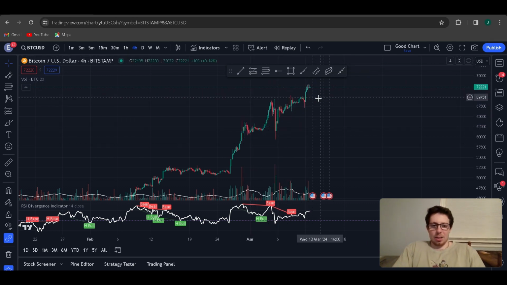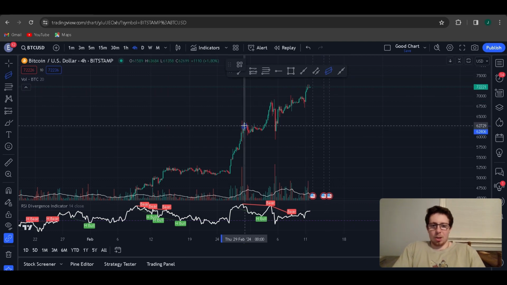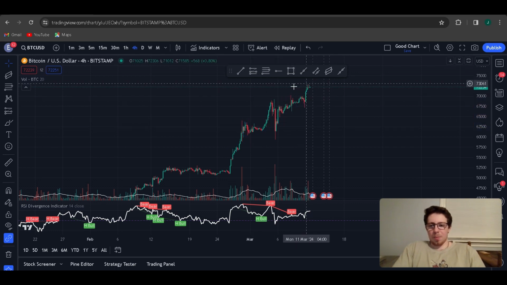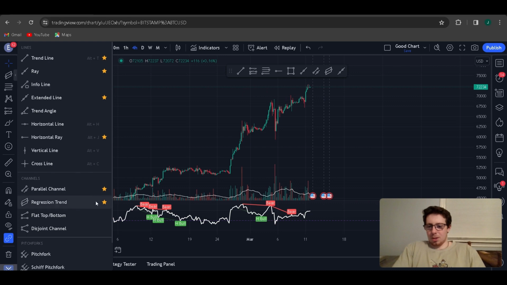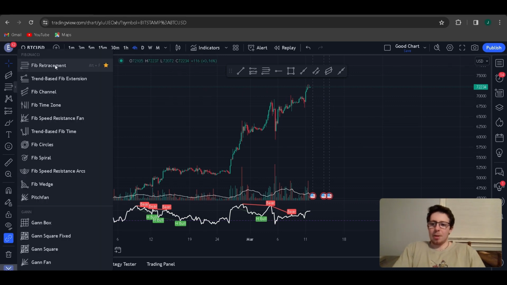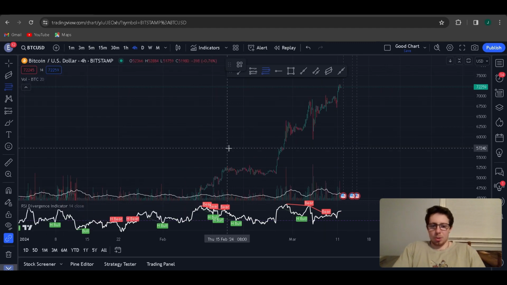Sometimes if it's not easy to pick out what the pattern is, I'll also use this regression trend. You can just pick a start and end point, and it puts together lines for you, which can be a good indication of where the tops and bottoms of the price action might be. And of course, all of these are in here as well. We also have the Fibonacci retracement tool.